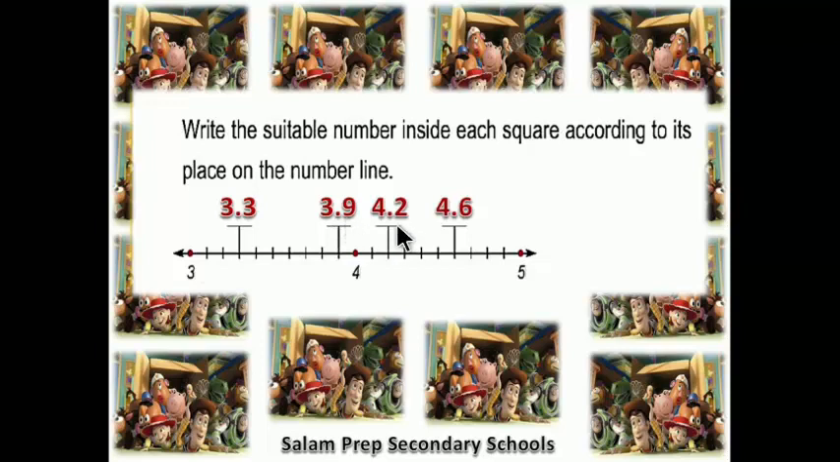In this square, we will write 4 as the whole number and 1, 2 tenths. In this square, we will put 4.2. In this square, we will write 4 as the whole number and 1, 2, 3, 4, 5, 6 tenths. So the number in this box is 4.6.